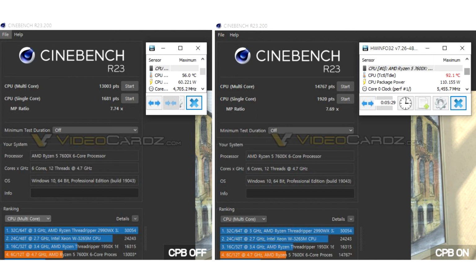According to the info, the processor ran at a relatively low temperature of 56 degrees Celsius and a peak power of 60.2 watts, and the core clock speed was within 4.7 GHz. With CBP enabled, the power consumption reaches 110 watts, the temperature is 92.1 degrees Celsius, and the frequency is 5.455 GHz. Keep in mind that these are early tests, and there is a chance that performance will improve when the updated BIOS is released.